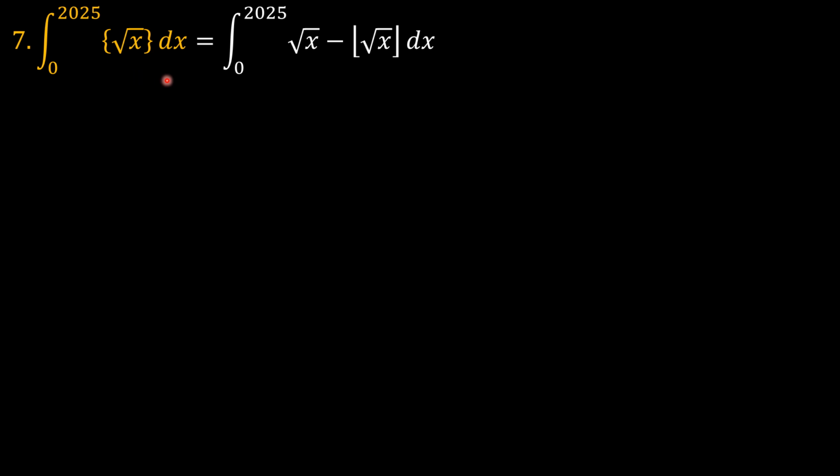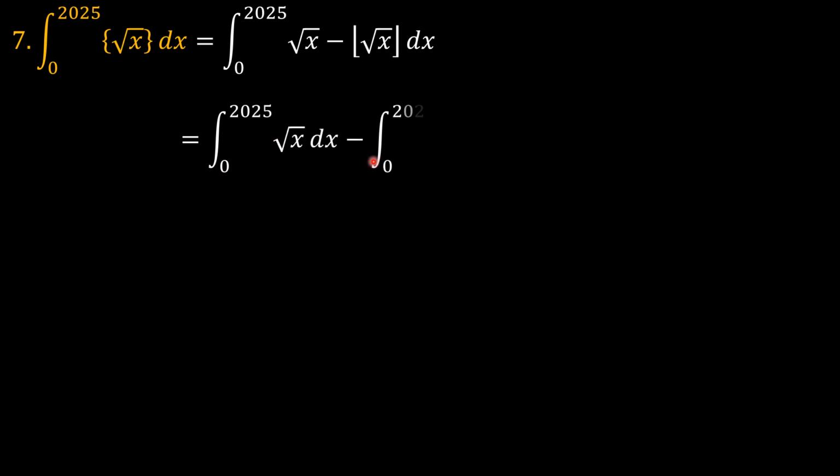Problem number 7: the definite integral from x equals 0 to x equals 2025 of the sawtooth function of square root of x. So this is the same as the integral from x equals 0 to 2025 of the square root of x minus the floor function of the square root of x. So it's that residual value that you have of a specific function over its floor function. And the first part here is very easy to integrate.